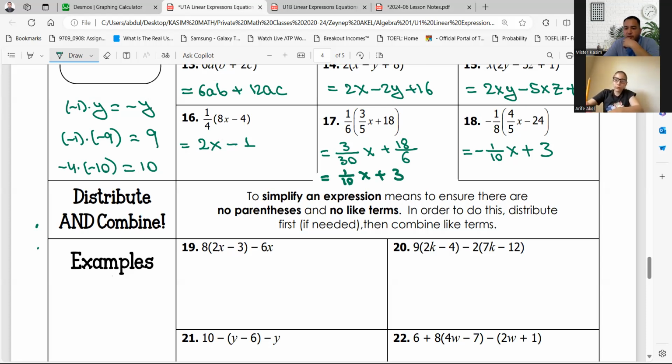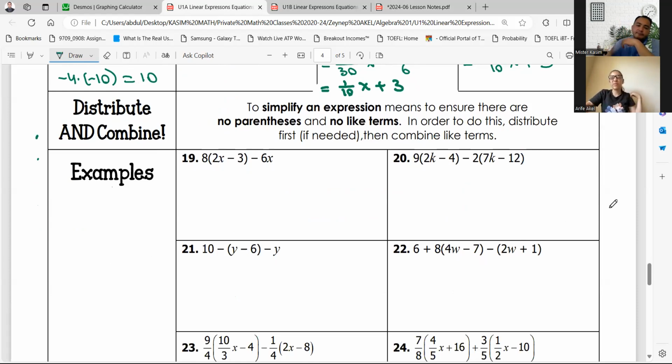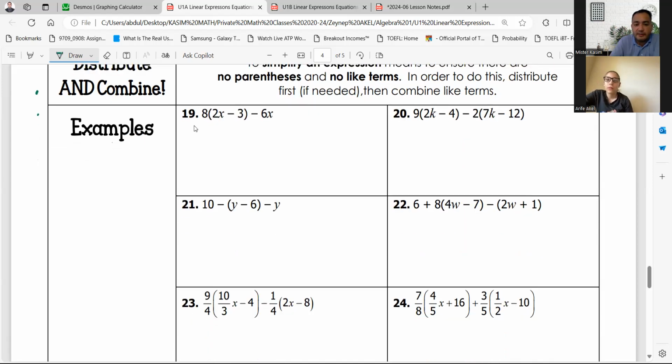Then let's continue. Read this part. To simplify an expression means to ensure there are no parentheses and no like terms. In order to do this, distribute first, if needed, then combine like terms. Right? What do you mean by simplifying an algebraic expression? That means that there should be no parentheses and no like terms. That means that all like terms are combined, right? And they are in the simplest form. We have done this already, but this one has a bit more terms. Okay, let's expand it, let's simplify.